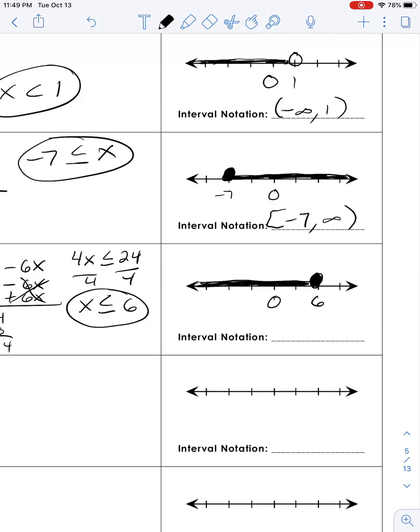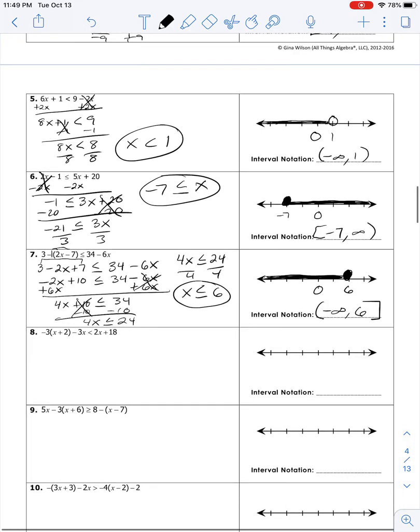Interval notation. Where does my graph start on the far left? It starts at -infinity, which is always a parenthesis. Where does it stop? It stops at the closed circle, which is 6. And closed circle means bracket. Solve graph notation.